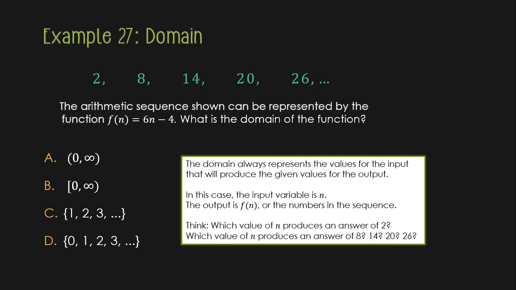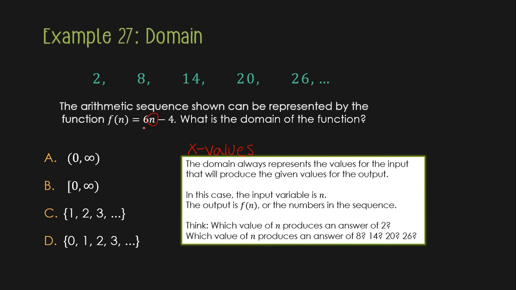So let's talk about some things. The domain always represents the values for the input. Okay, so we're talking about those x values. What can I plug in for x? In this case, it's n, so what numbers can n take? The input variable is n. The output, or the numbers that would be in my range, would be f of n. Those are the answers to my function.